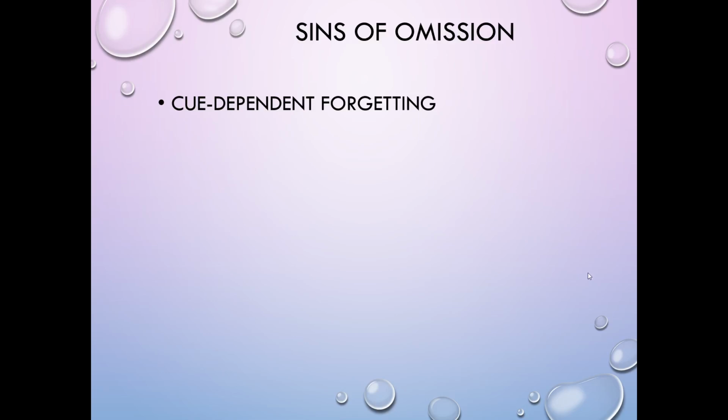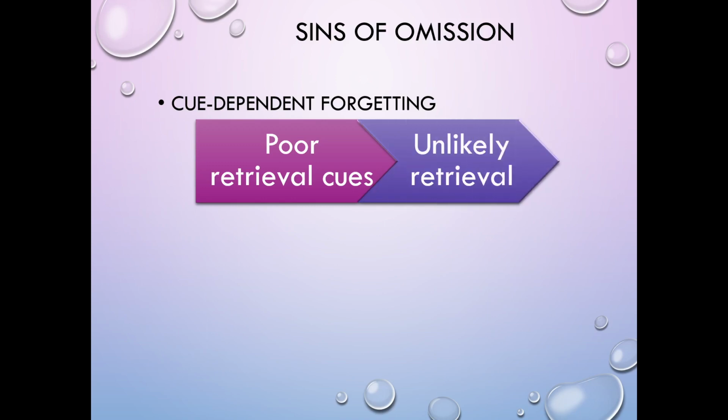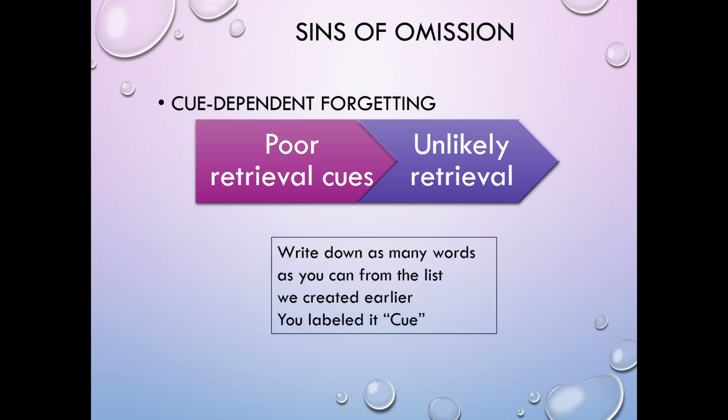All right. So, still on the topic of sins of omission, cue dependent forgetting. When we have poor retrieval cues, we are very unlikely to accurately retrieve information from our memories. Our memories, in order to pull things out, really require cues that will help us to not only recall part of the memory, but like all of it, right? We want all the details that go along with the memory.